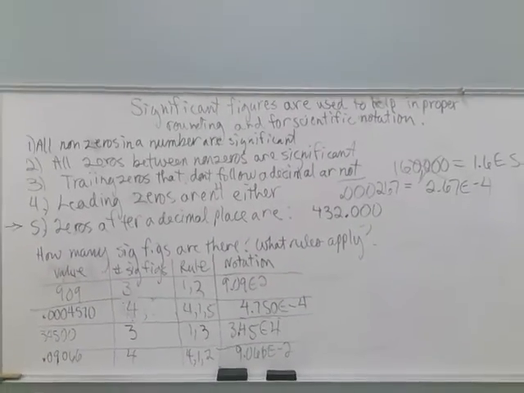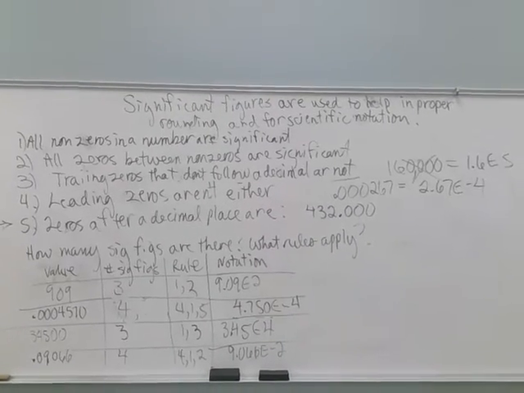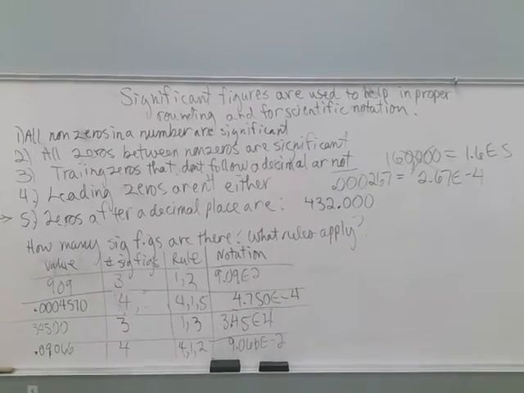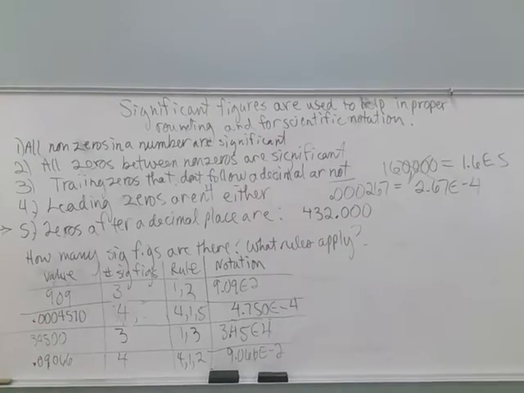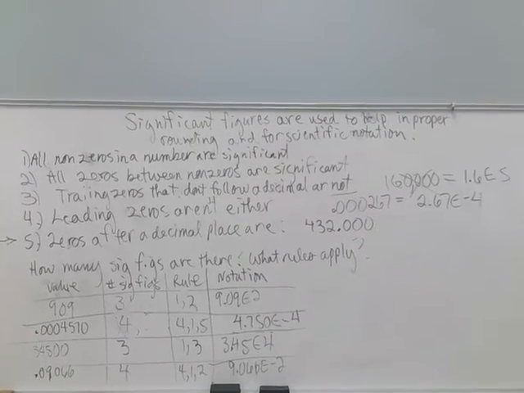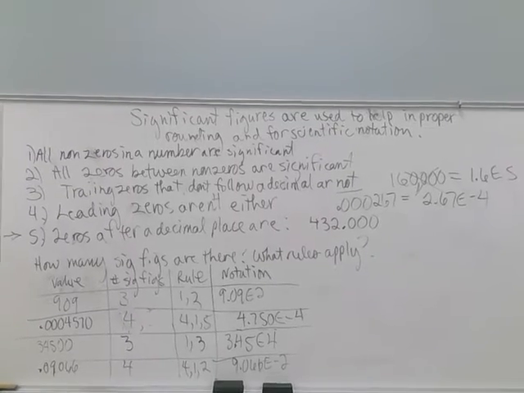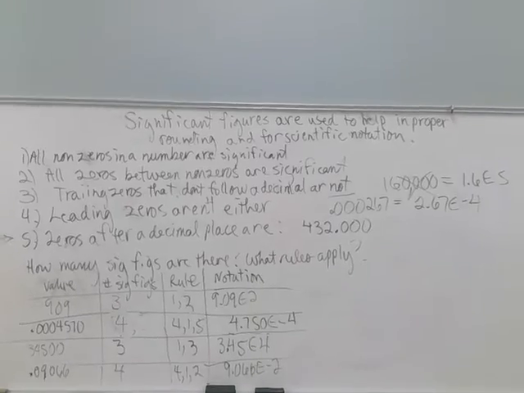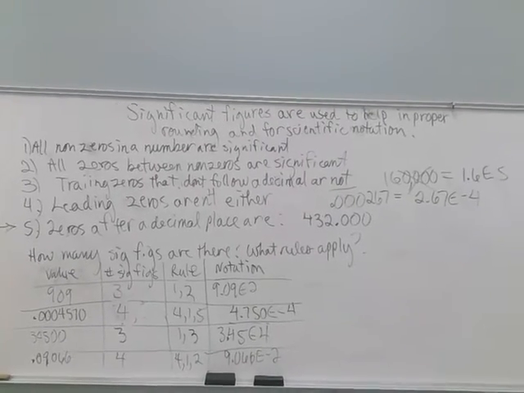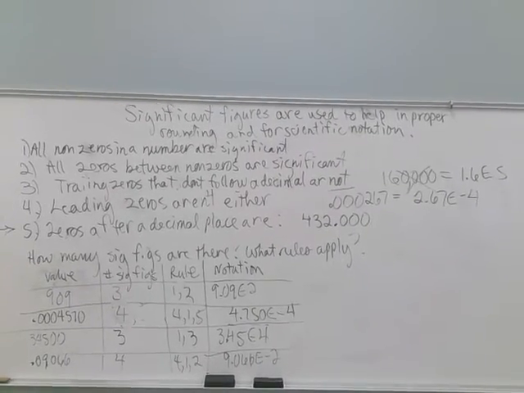And then rule 5, and this is a rule that tends to get forgotten a lot, is that zeros after a decimal place are significant, such as in the case of 432 with 3 zeros, which would represent thousandths of whatever the base value is. And this really only makes sense if you're thinking of it that these numbers actually represent something.